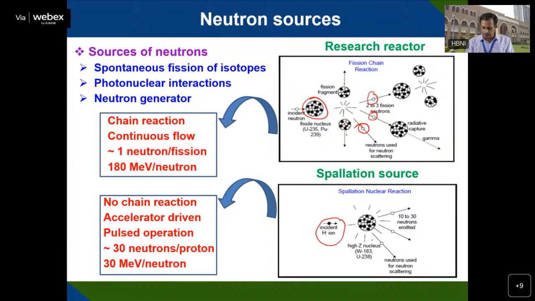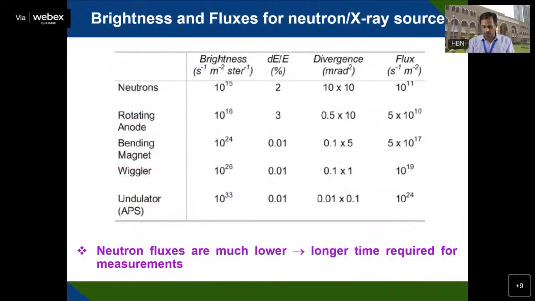Similarly, by a spallation source, an incident H plus ion is absorbed by a heavy target material, and you can get 10 to 30 neutrons in each absorption. So here it is an accelerator-driven process where the H plus ion is absorbed by the material, and a spallation nuclear process occurs.